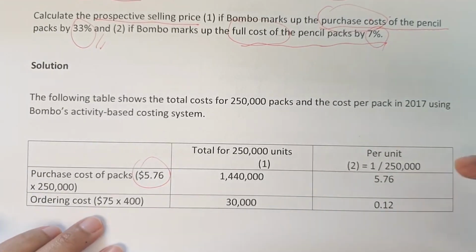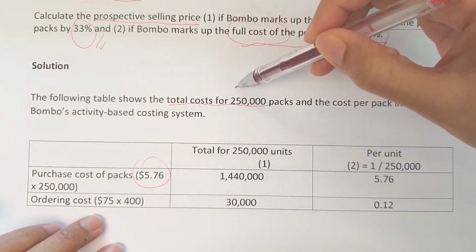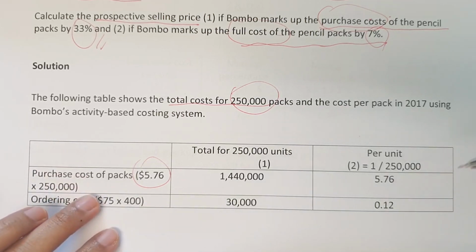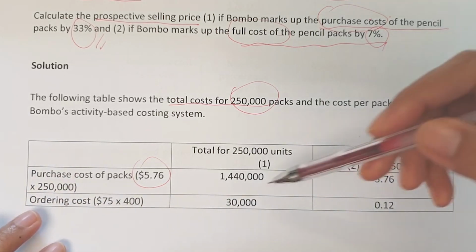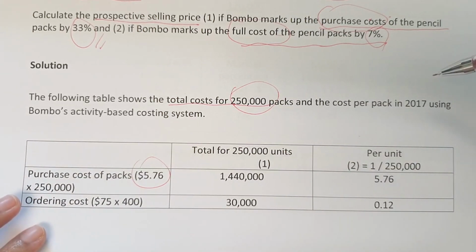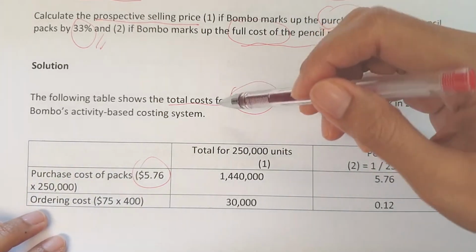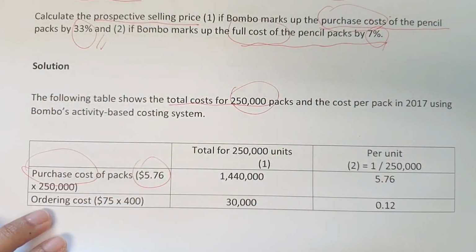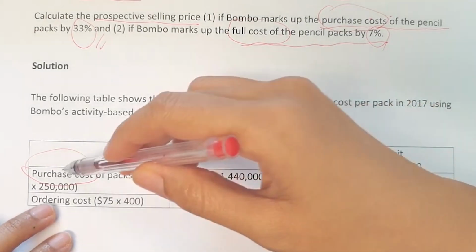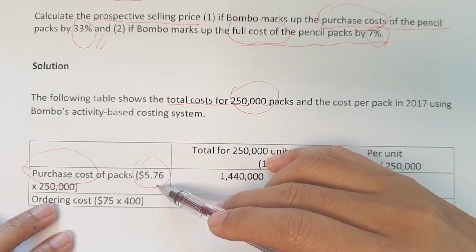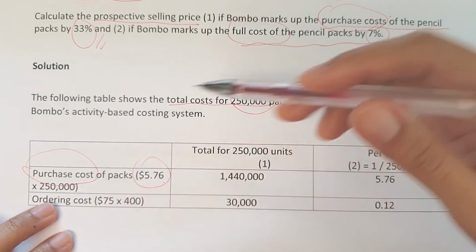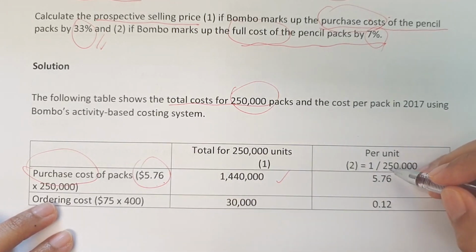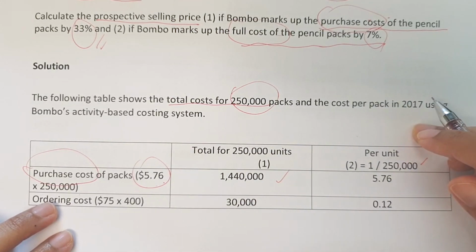Now we have to calculate the total cost for 250,000 packs and the cost per pack using activity-based costing, because this is based on the activity, so we have to calculate based on the activity as well as the purchase cost. Alright, so for calculation of this cost, obviously the purchase cost is also a part of the cost, very important cost. This is the variable cost. Alright, so purchase cost of the packs 5.76 times 250,000, then we can get this figure for 250,000 units, and per unit we have to divide this by 250,000.